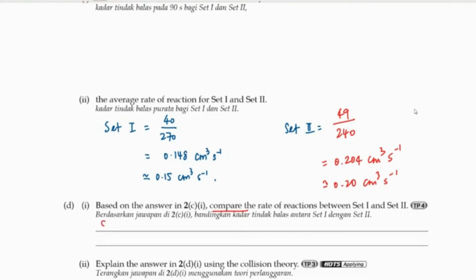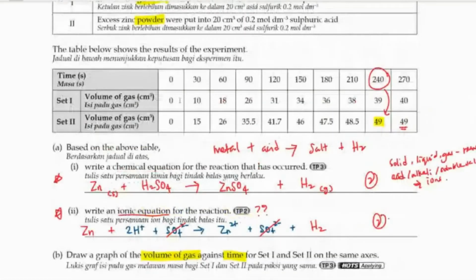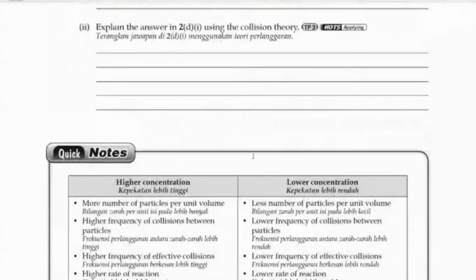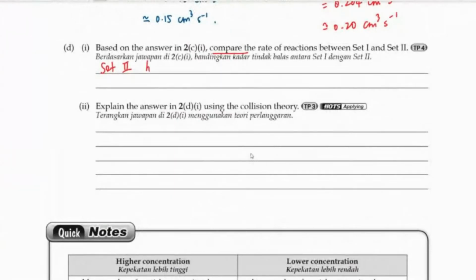So set 2, huh? Set 2. Simeon, one more reminder. If the question uses Roman numerals 1 and 2, like this, 1 and 2, we don't change it to 1 and 2. If you write like this, it's wrong, no marks will be given. So you have to follow the question. Okay, just to remind you. Maybe you know already. So set 2 has a higher rate of reaction than set 1. Okay, like this.